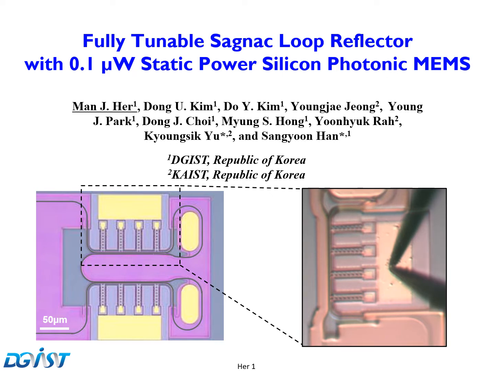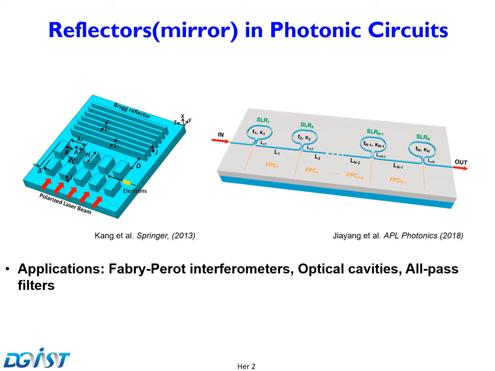Today, I'll talk about a fully tunable Sagnac loop reflector with 0.1 microwatt static power using silicon photonic MEMS. Tunable reflectors in photonic integrated circuits are one of the crucial building blocks in various integrated optical devices, for example, Fabry-Perot interferometers, optical cavities, or pass filters. These can be implemented in a tunable fashion using tunable reflectors.